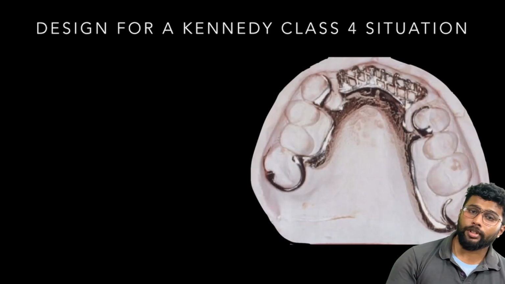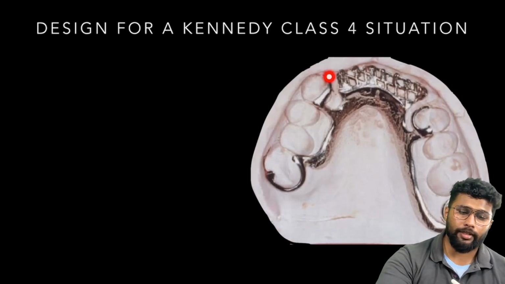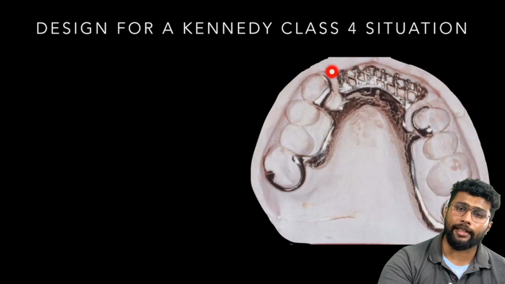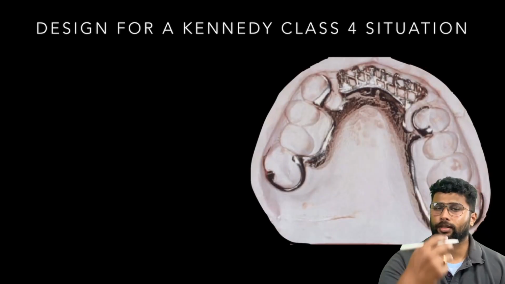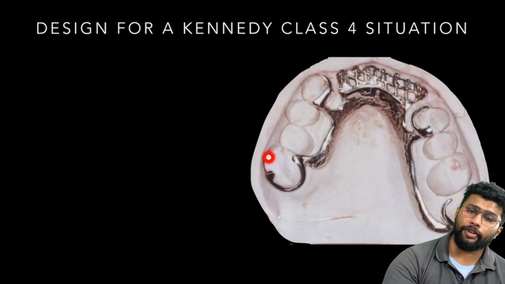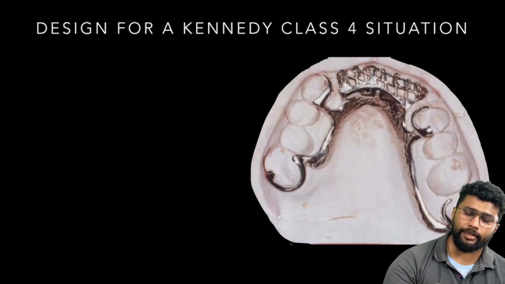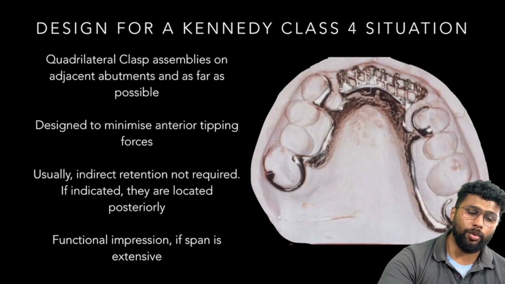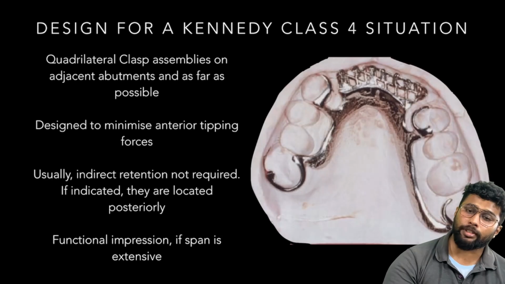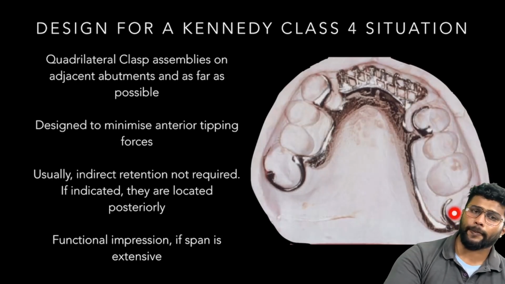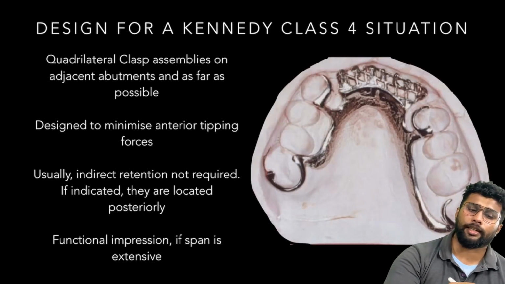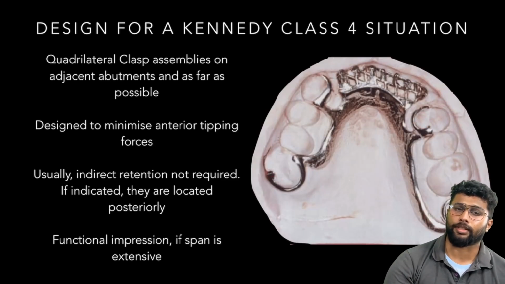So if you notice, a Kennedy's class 4 situation is unique because you have the anterior edentulous area, and when the patient bites on an end-to-end relation or when he's chewing something, there is a lifting force that is present on the distal area of the tooth. And to counteract this, you have two clasp assemblies located in the distalmost aspects of the teeth, right? You will also have retainers that are present on the teeth that are adjacent to the edentulous area. So that also makes it a quadrilateral kind of configuration.